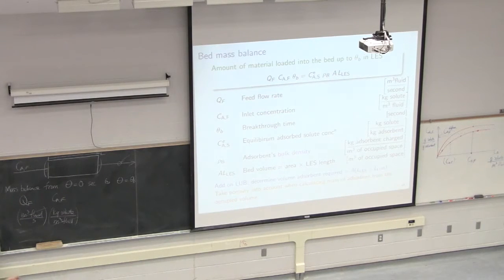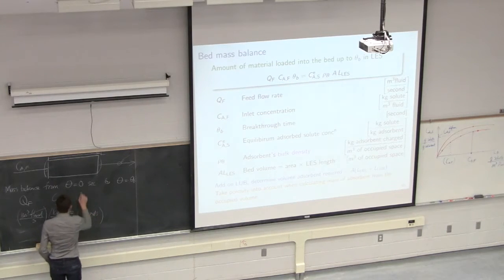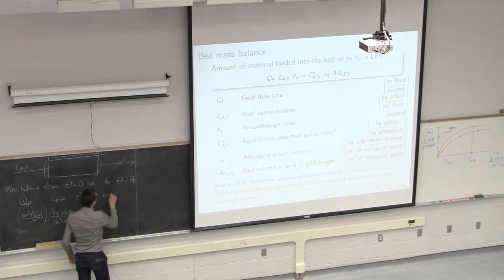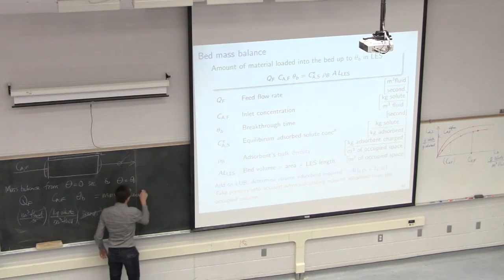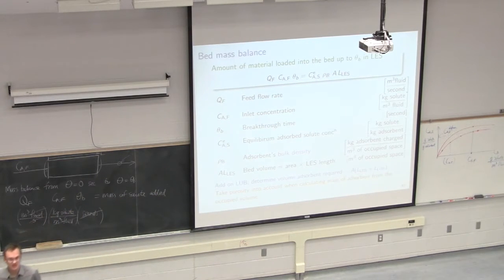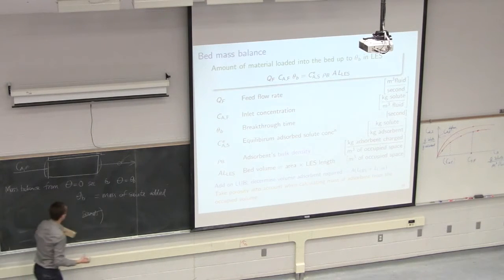And if you run it for theta B seconds, you're going to run it for that long. You're going to get time canceling. And so it's essentially just a mass of total solute added. Okay, so that left-hand side then is equal to mass of solute added. Now that solute has to go somewhere. Right, so on the left-hand side it simply tells you how much you've added. Where did it all go? Well, let's look at the other side of the equation.